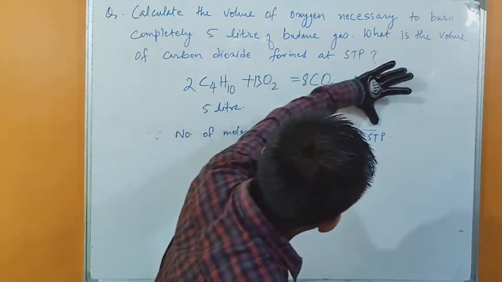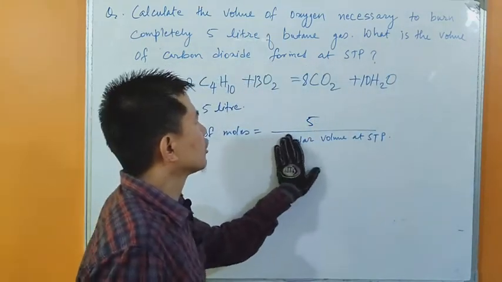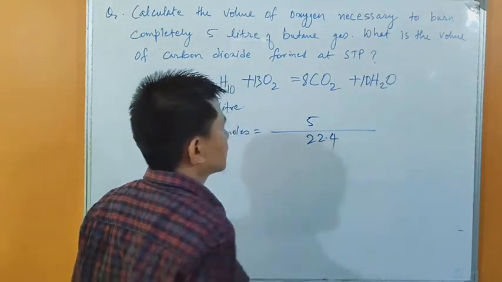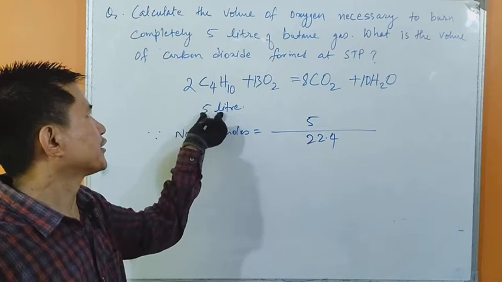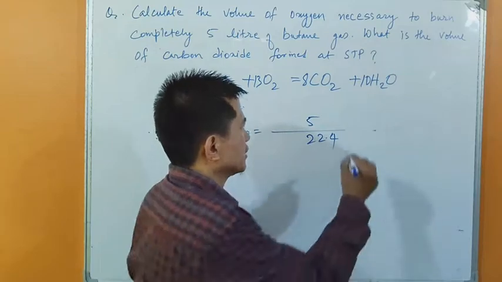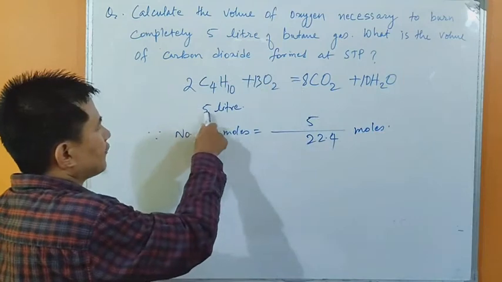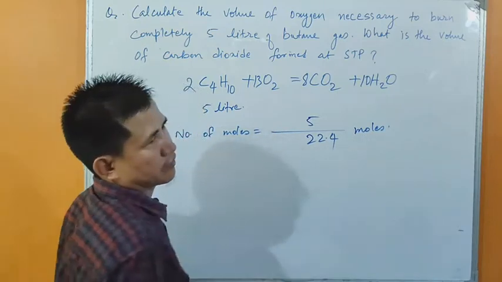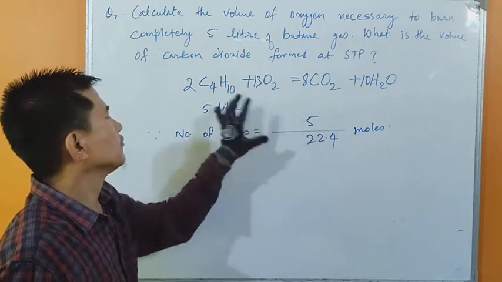So instead of given volume of gas at STP, we write 5 liters here. And the molar volume of any gas is 22.4 liters at STP. We write 22.4 liters over here. This is the number of moles of butane gas. 5 liters of butane gas means 5 upon 22.4 moles. This many moles means 5 liters of butane gas. Okay, we have found the moles of butane gas.